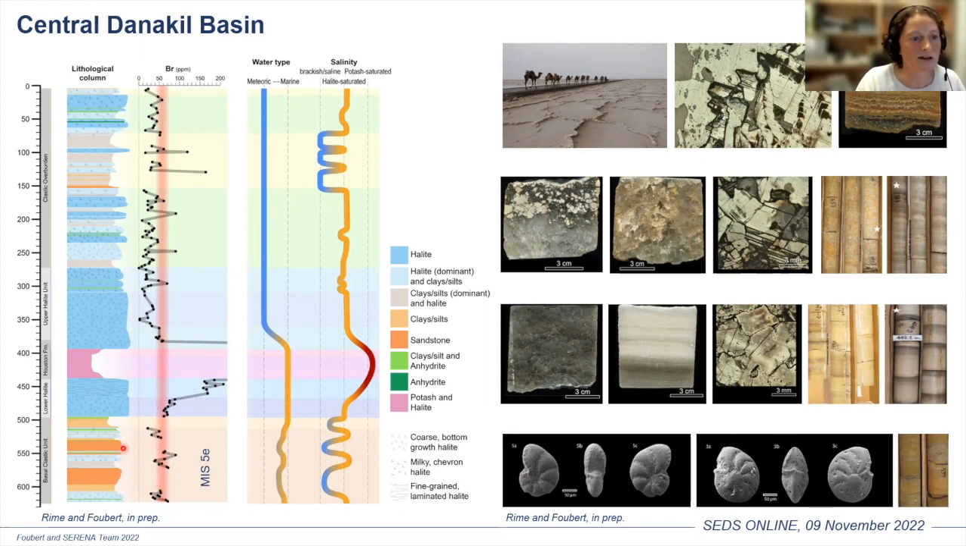Also, you have the intercalation of siliciclastic units, sandy units, which probably reflect the impact of fluviatile deposits during this phase, suggesting a rather wet climate. So this corresponds to the final stage of marine isotopic stage 5e. We could correlate this horizon with the marginal outcrops.